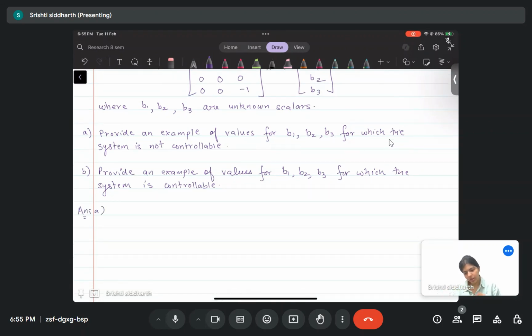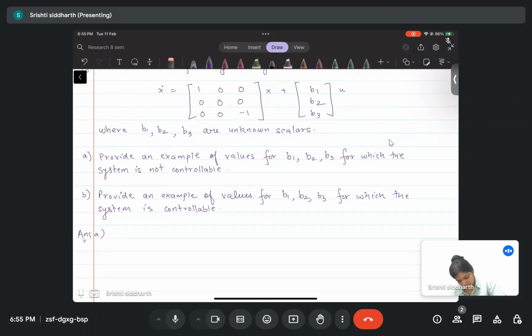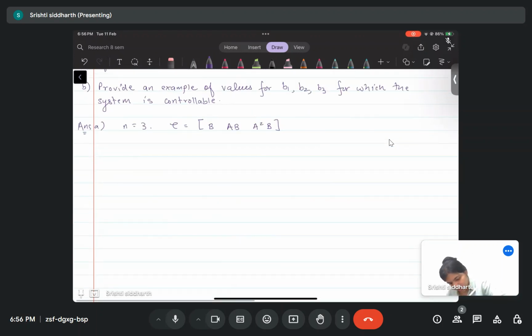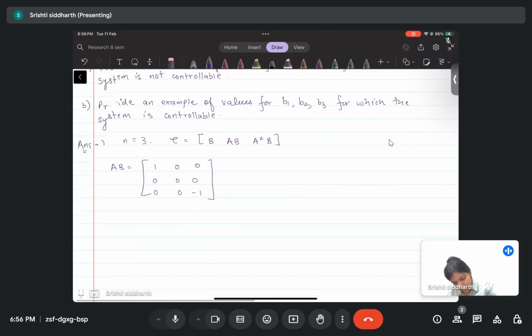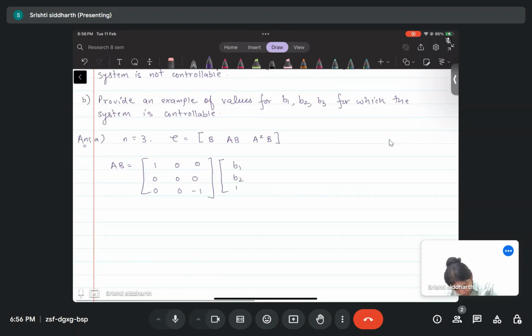So let's start with the first one. This is a third order system, so the controllability matrix is going to be B, AB, A squared B. Let's compute this quickly. AB is going to be A times B1, B2, B3. So simply B1, 0, and minus B3.